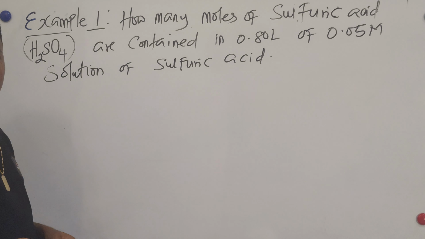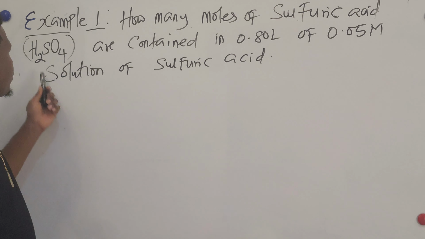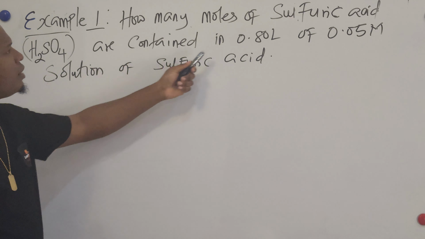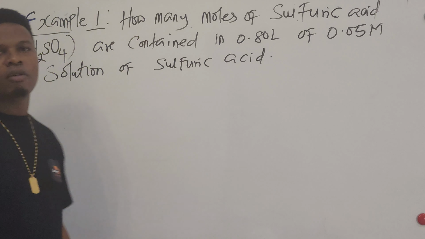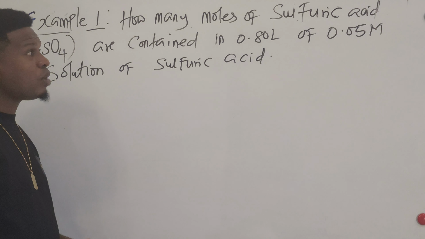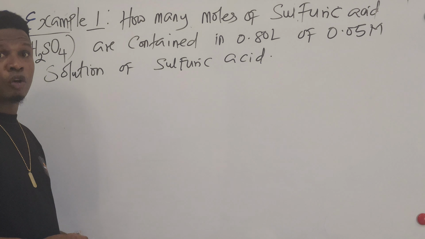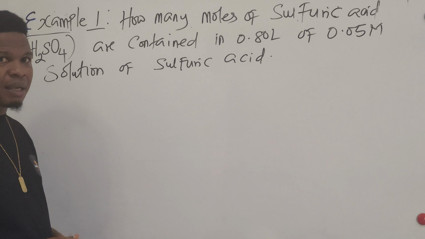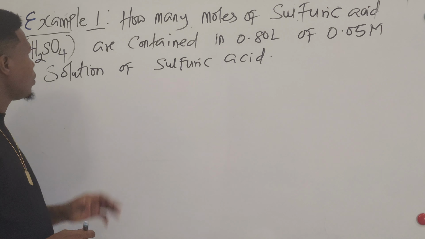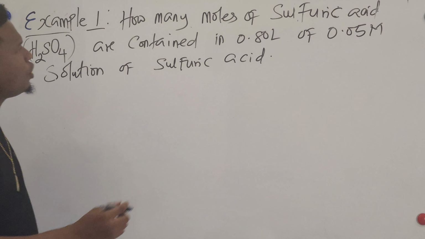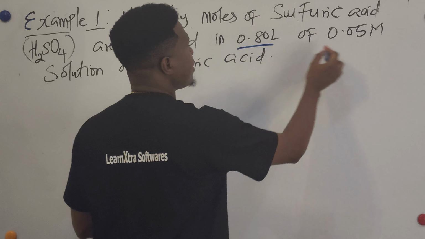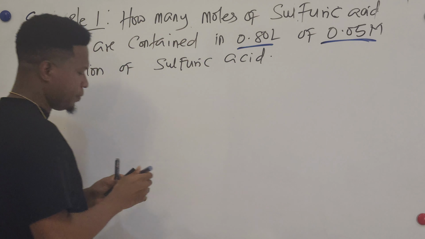So why is it called an acid? It's called an acid because it will always liberate hydrogen when you dissolve it in what? Water. Okay? So sulfuric acid are contained in 0.80 liters of 0.05 capital M. The capital M there stands for molarity, or concentration in mole per dm cube. Okay? So solution of sulfuric acid. To go about this, you have to know what this value is and what this value is.